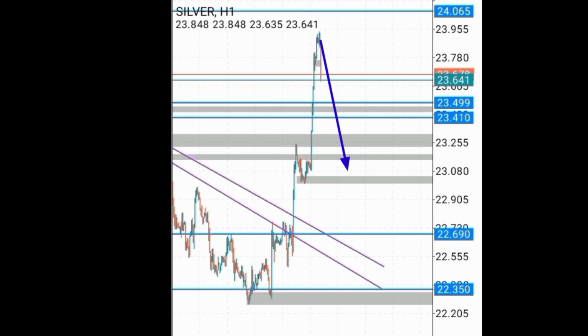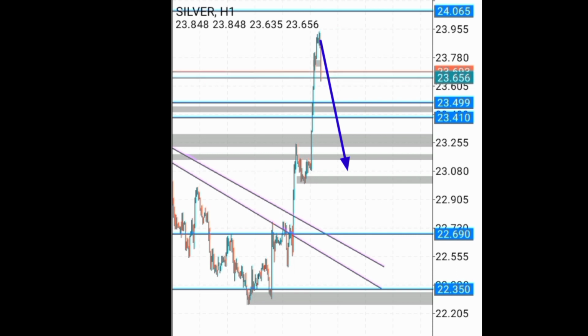pullback to these very areas, and possibly if we get a deeper pullback, it may even get to around those areas. Okay, however, we're sure that there must certainly be a pullback to this point, to fill up the liquidity all around this area, because there's a lot of liquidity that has been created here.